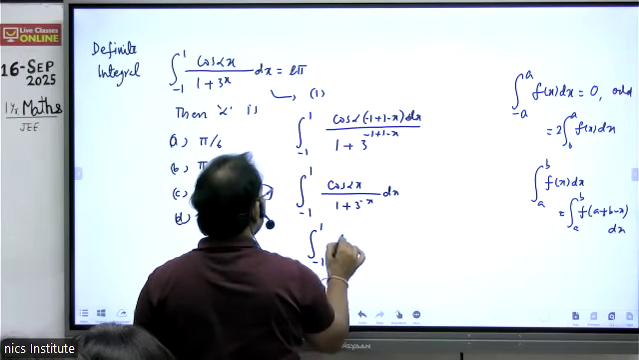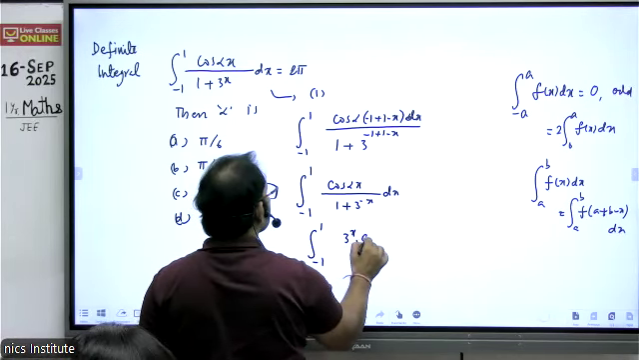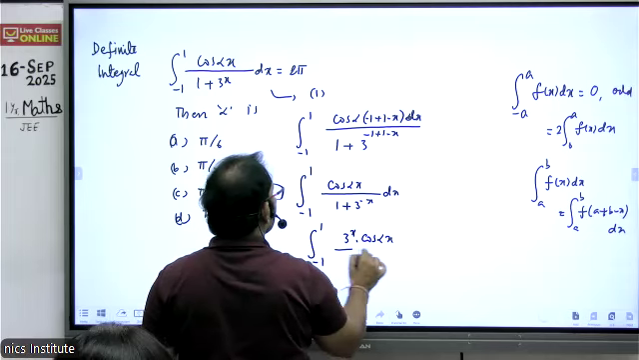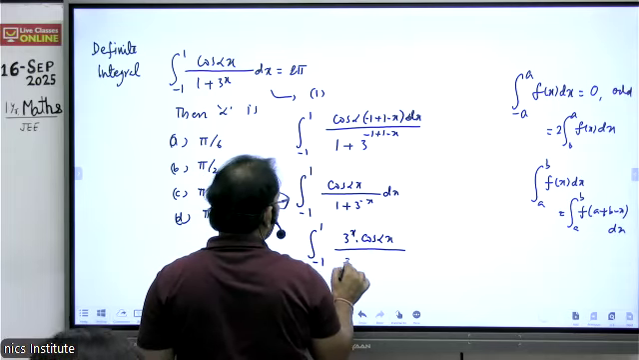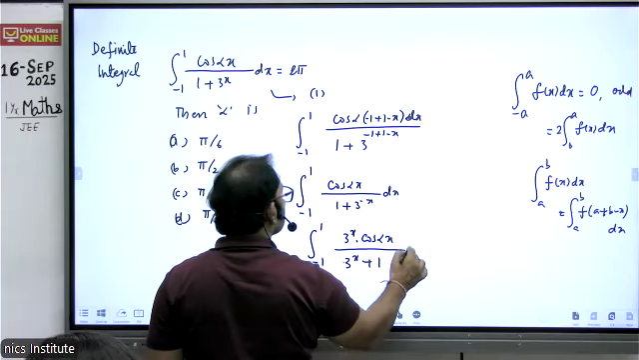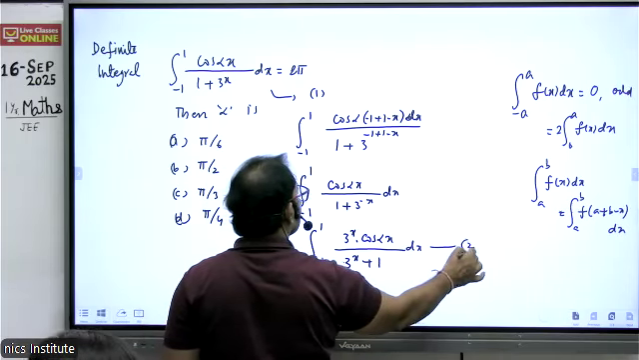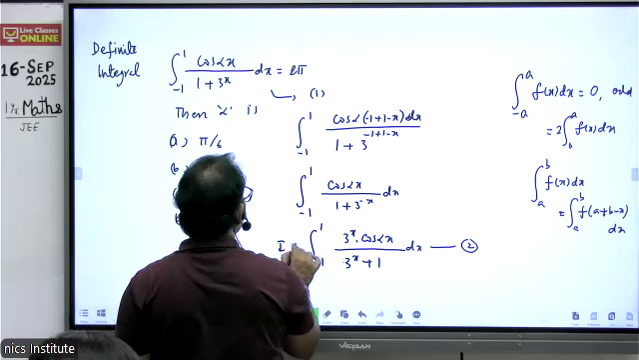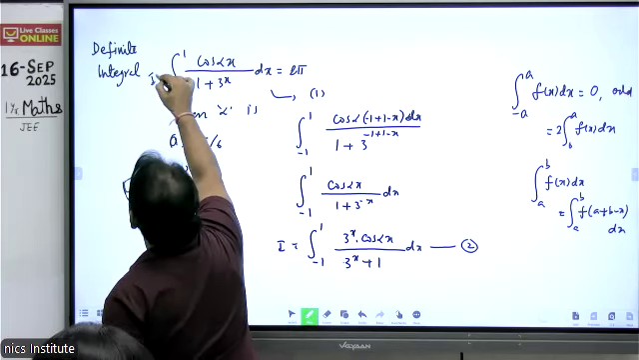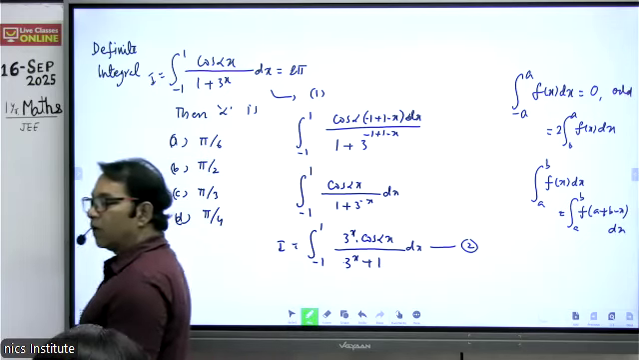You can multiply the numerator by 3 to the power x, and also multiply the denominator by 3 to the power x. And then you can add 1 and 2. Adding 1 and 2.